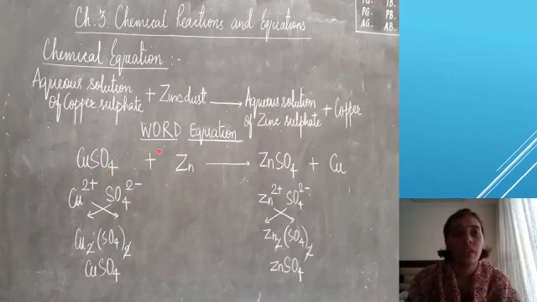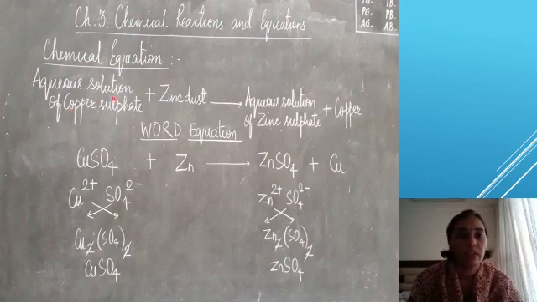So how do we convert a word equation into a chemical equation? Here we have to make use of the molecular formulas of reactants and products. What are our reactants? Our reactants are copper sulfate and zinc. Copper sulfate, this is your copper sulfate formula, CuSO4, and zinc, that is Zn. But how did we get this formula of CuSO4? We need to know the valencies of copper and sulfate. This is the sulfate radical, SO4.